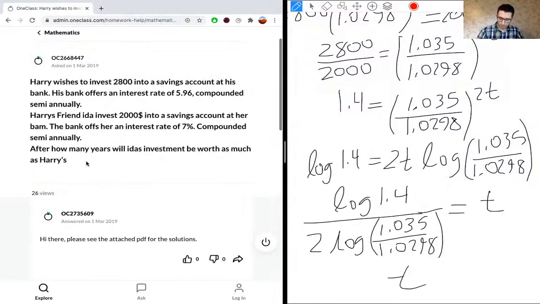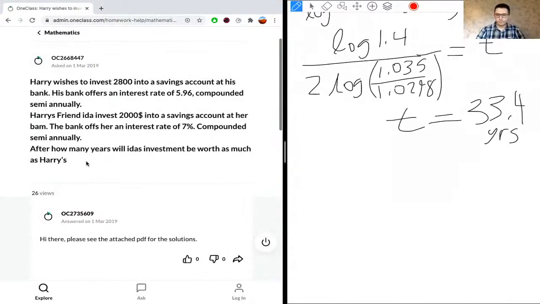And then we'll end up with t equals, so this is just a matter of plugging into our calculator. We have log 1.4 divided by 2 log (1.035 divided by 1.0298). And then we'll get approximately 33.4 years. Knowing this, this answers our question, after how many years will Ida's investment be worth as much as Harry's? So you can say after 33.4 years, Ida's investment will be the same as Harry's.